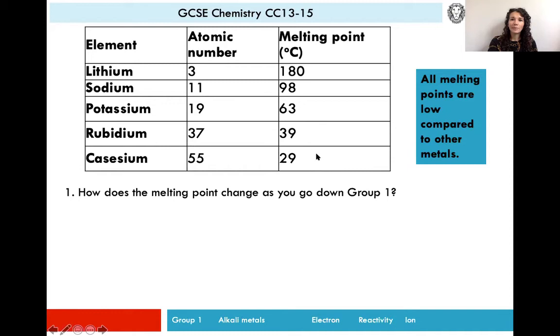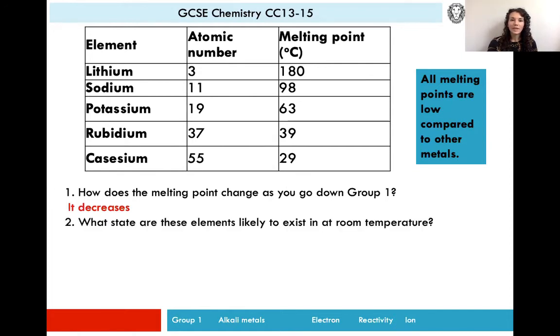What can you see happening to the melting point? So how does the melting point change as you go down group 1? So if you want to pause the video and write down an answer for that from looking at the table. Well done. So hopefully you will notice that as you go down the group and the atomic number increases, the melting point decreases. Well done.